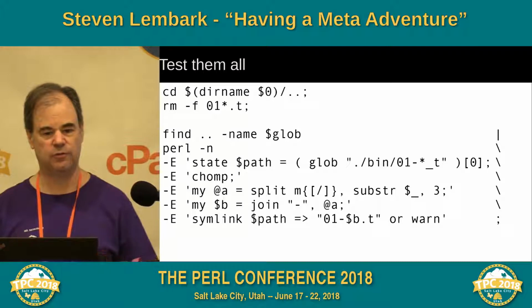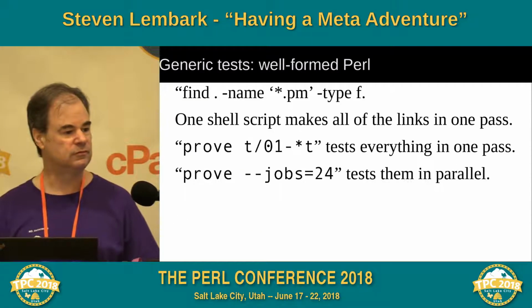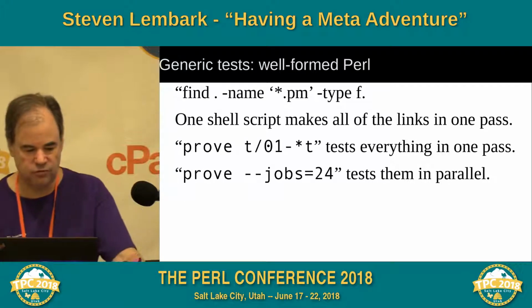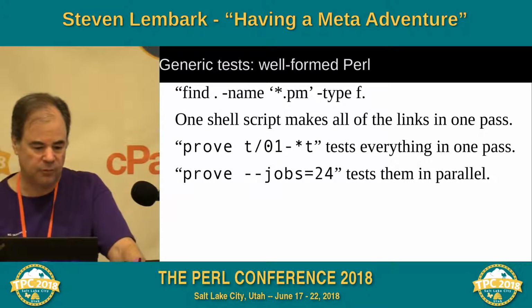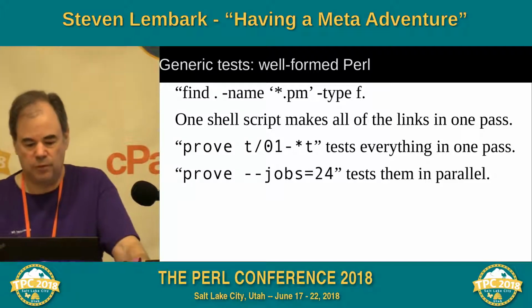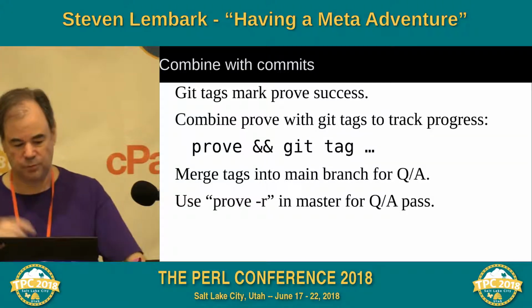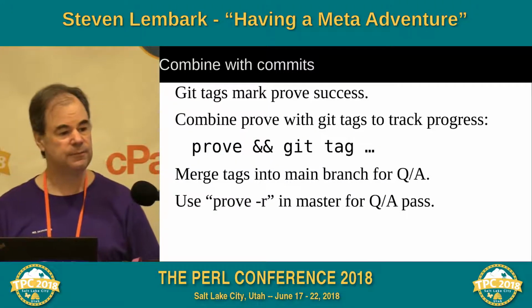Run the shell script, type prove. I've just validated that every one of my modules at least compiles, which is nice because then I can do something with a find. I can do prove 01.t, test them all in one pass. I can test them in parallel if I want to. I can do prove and git tag.